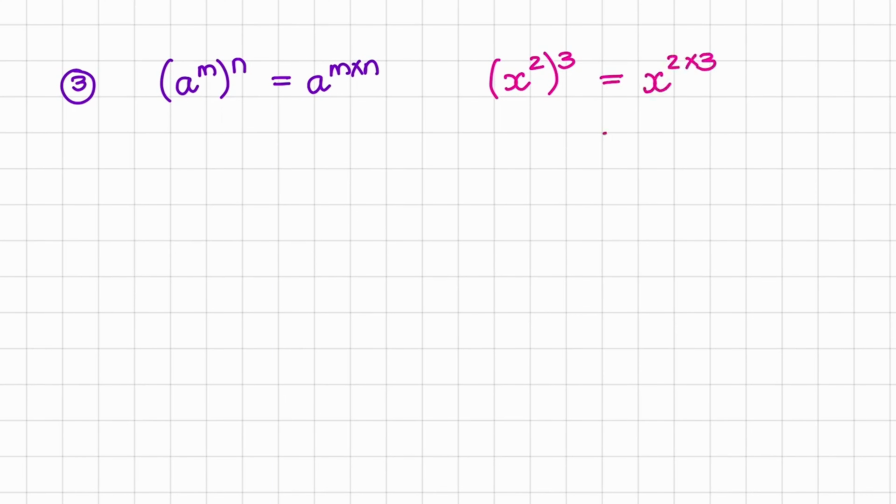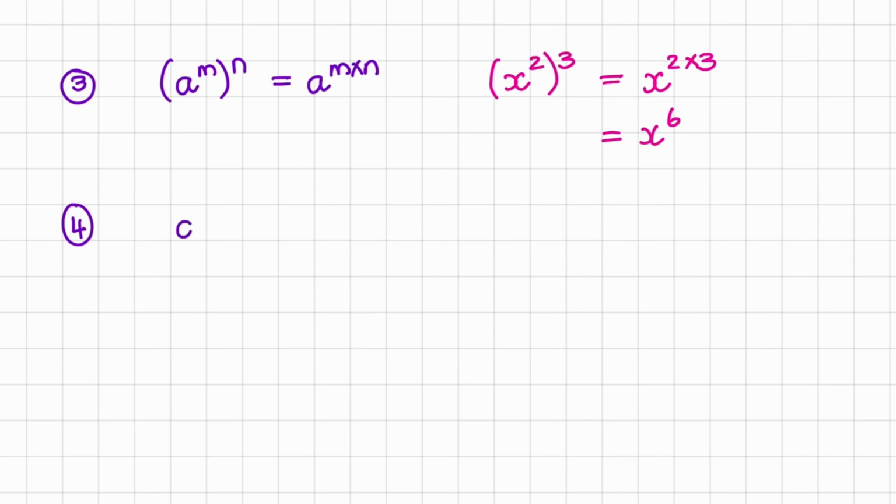The third law of exponents is that if I have something raised to a power and I have that in brackets and I raise the bracket to another power, then I can multiply the exponents together. So let's say we have x squared raised to the power of 3. And this will be the same as saying x to the power of 2 times 3, which becomes x to the power of 6.